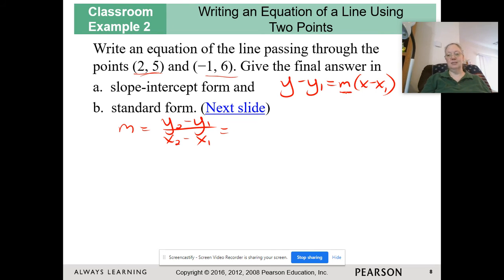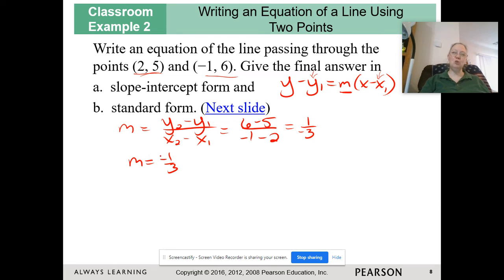So if they don't give us the slope, we have to find it ourselves. In this case, we're going to take 6 minus 5, negative 1, subtract 2. Gives me 1 over negative 3, pure coincidence that we happen to get the same slope as the last slide. All right, so we have a slope of negative 1/3. Now, we also need a point, right, to substitute for our x and our y, right here and right here. We can pick either point, either one, doesn't matter. We'll get the same answer in the end.